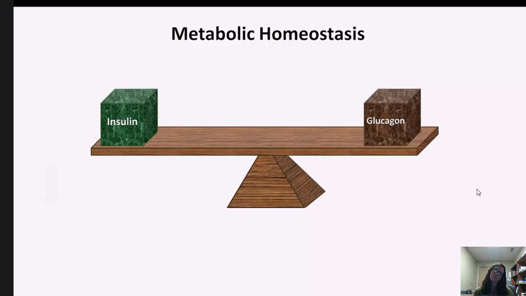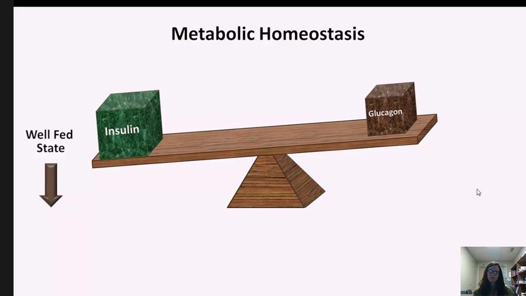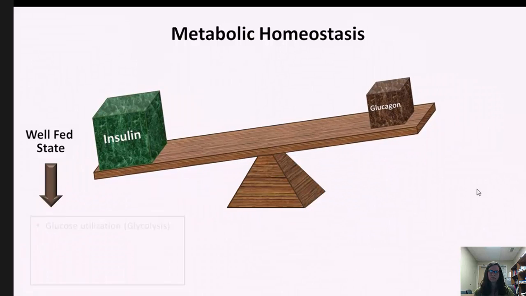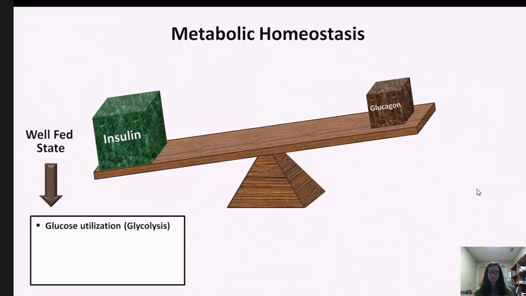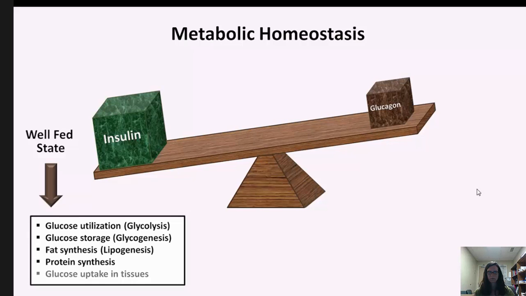When the body is in a well-fed state, insulin predominates. The primary actions of insulin are glucose utilization, known as glycolysis, glucose storage as glycogen, known as glycogenesis, fat synthesis or lipogenesis, protein synthesis, and general promotion of glucose uptake in tissues, which also helps to promote the previous 4 actions. These all make sense. When the body is well fed and fuel and energy is abundant, of course your body should store excess energy.